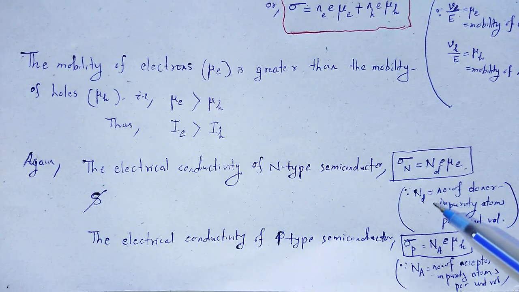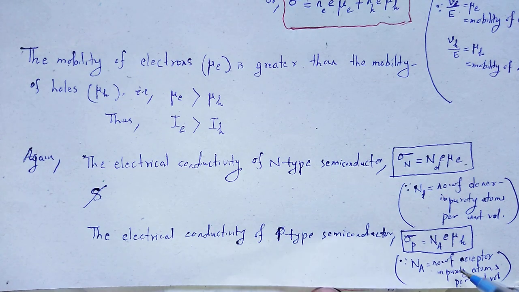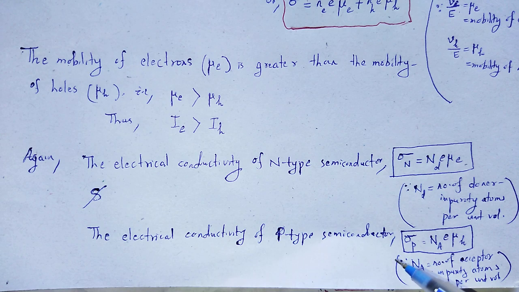In n type, Nd is the number of donor impurity atoms per unit volume. Na is the number of acceptor impurity atoms per unit volume. In case of n type, it is donor, whereas in case of p type semiconductor, it is acceptor.